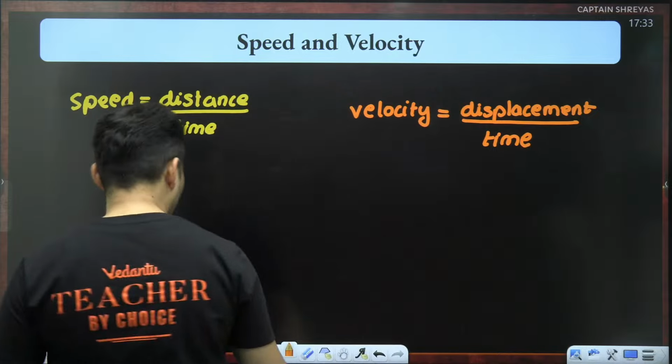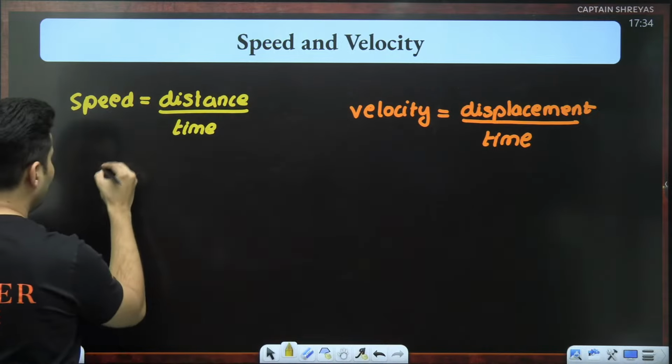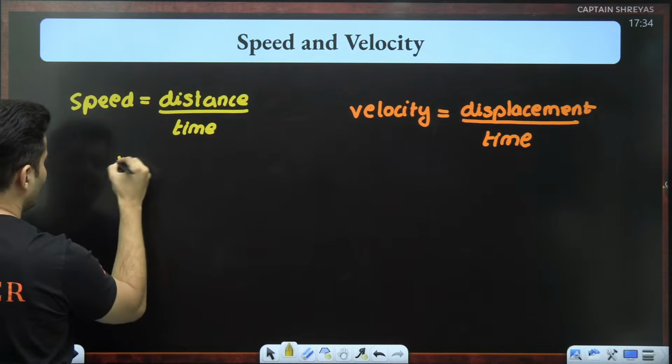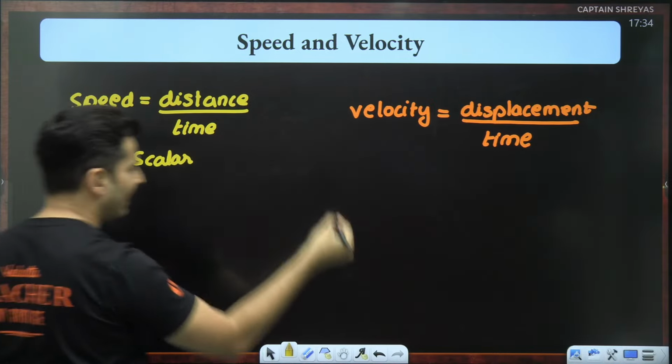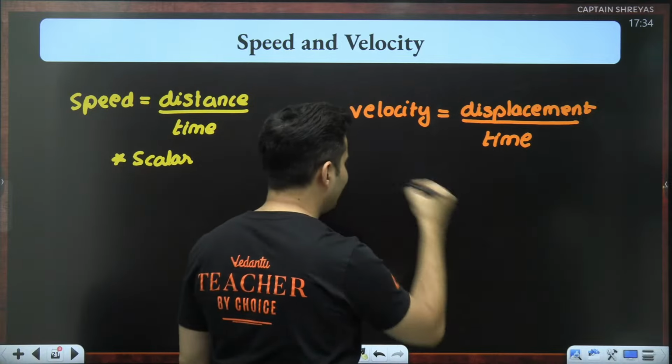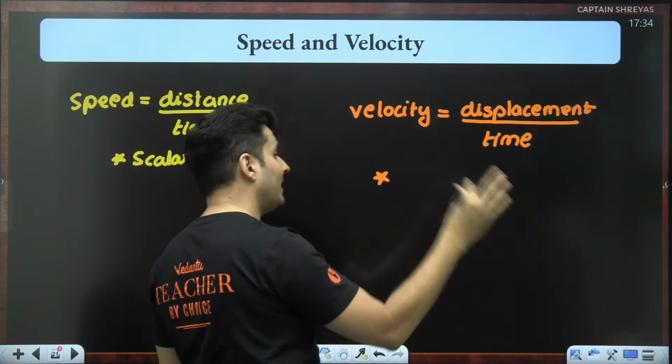Yes, exactly. Now, speed, just like distance, is obviously a scalar quantity. There is no direction associated with it. Okay, but for velocity, you always need to tell which direction.